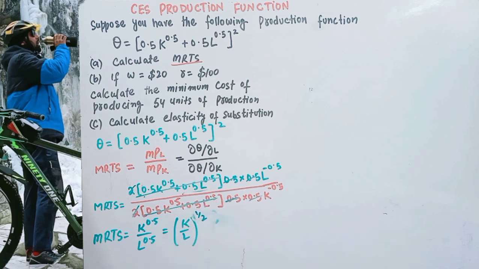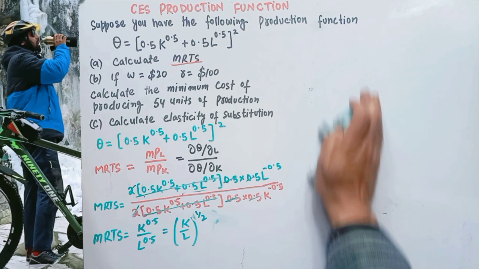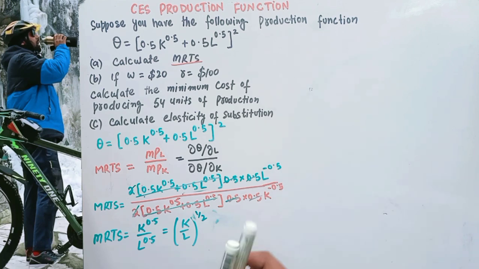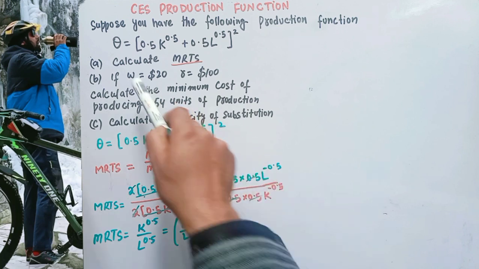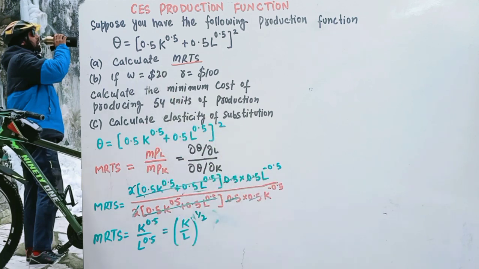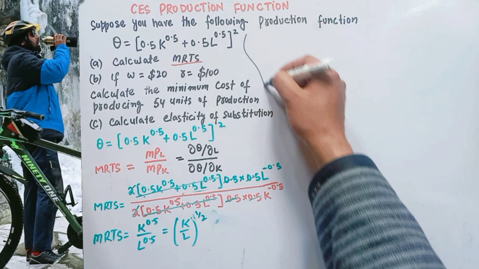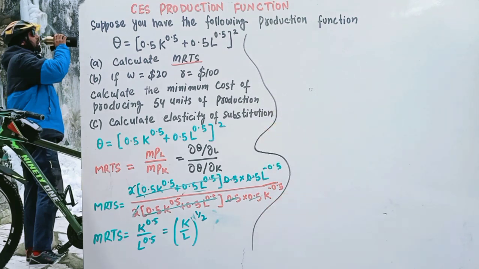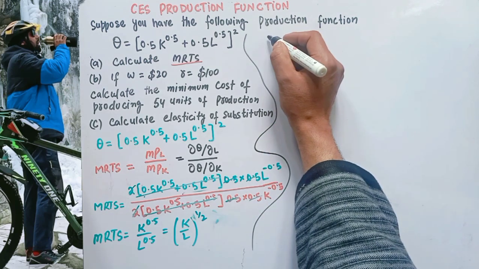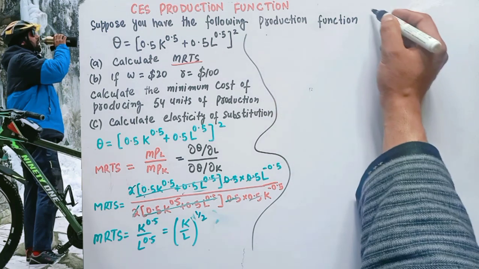Okay, so this is our marginal rate of substitution between capital and labor. And this is the first part. The second part tells us to calculate the minimum cost of producing 54 units of production, given the wage rate is $20 and the rental rate of capital is $100.